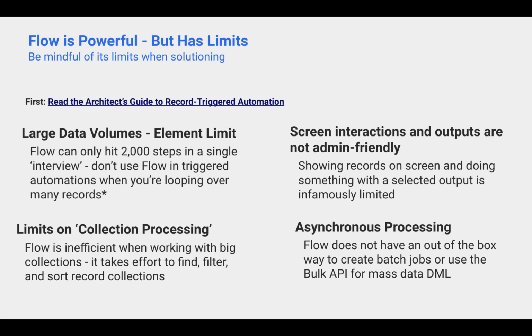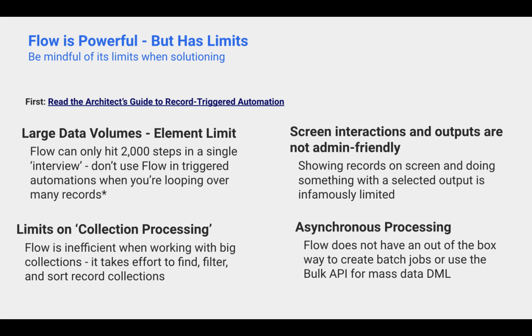Here are 4 main use cases that I think about when I want to use an action. The first one is large data volumes. You may or may not know, but flow currently can only hit 2,000 steps or elements in a single flow interview. So if you're going to be looping over something like 1,800 records, you're pretty likely to hit flow's element limit. That should be a cue to say, all right, I think I need to enlist the help of some Apex here.